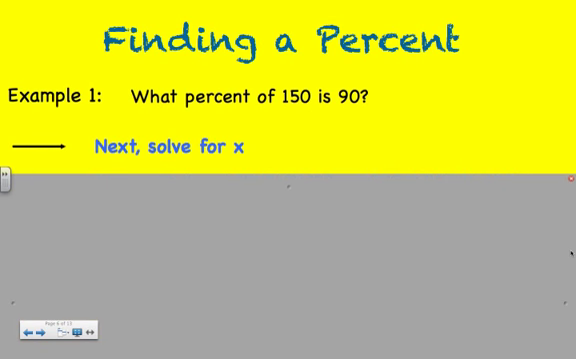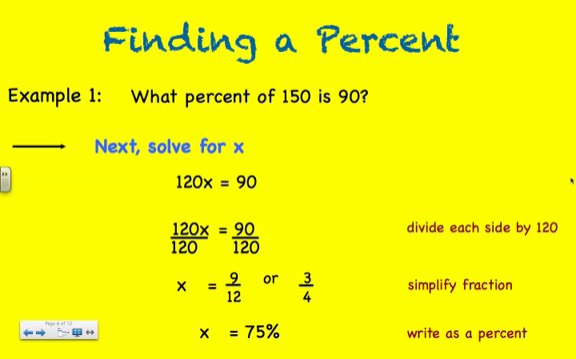And in the second step, we solve for x. 150x equals 90. I have to get x alone, so I divide each side by 150, which simplifies down to x equals 9/15, or 3/5, and then I write it as a percent. If I don't know what the percent is, I could always use the percent proportion and put the fraction equals p over 100 and solve to get my percent. So that's how you find a percent.